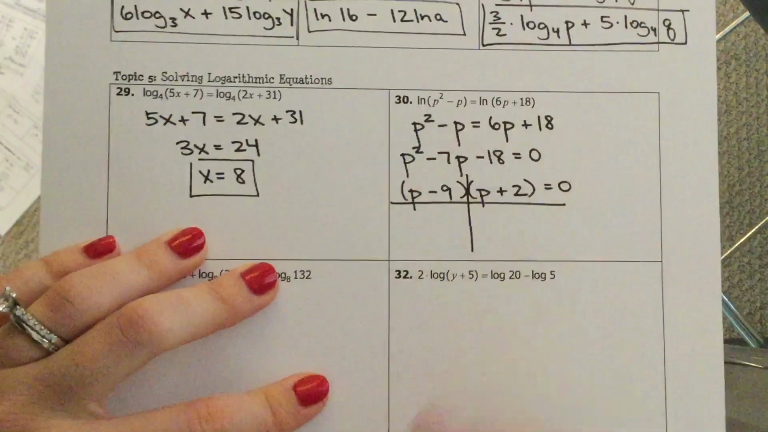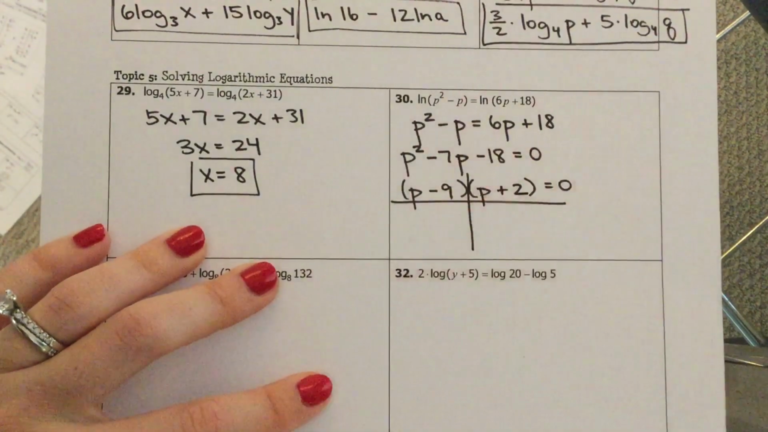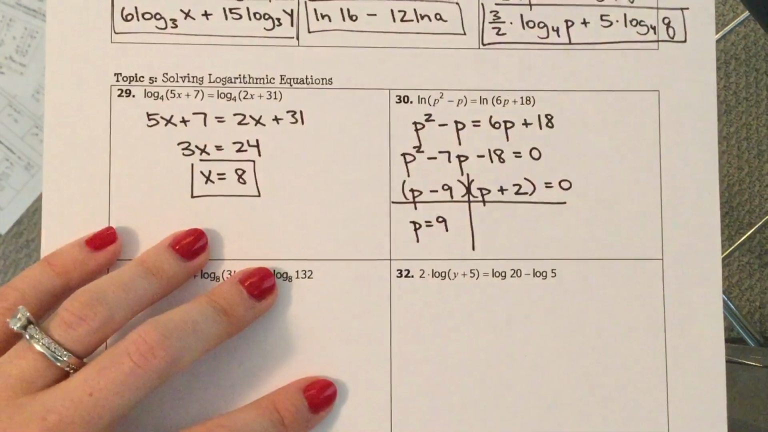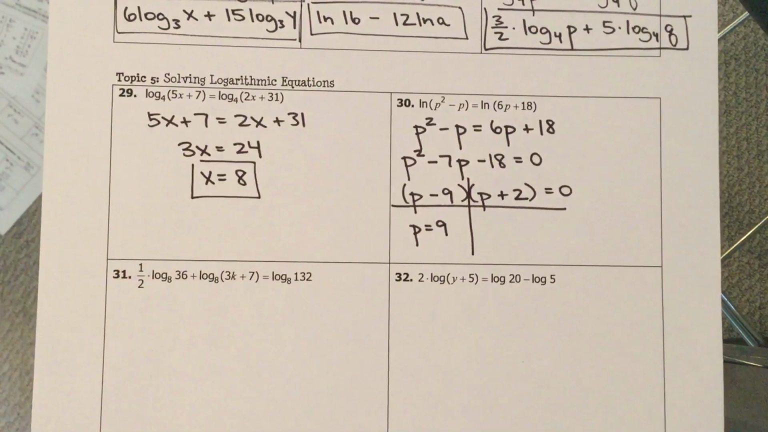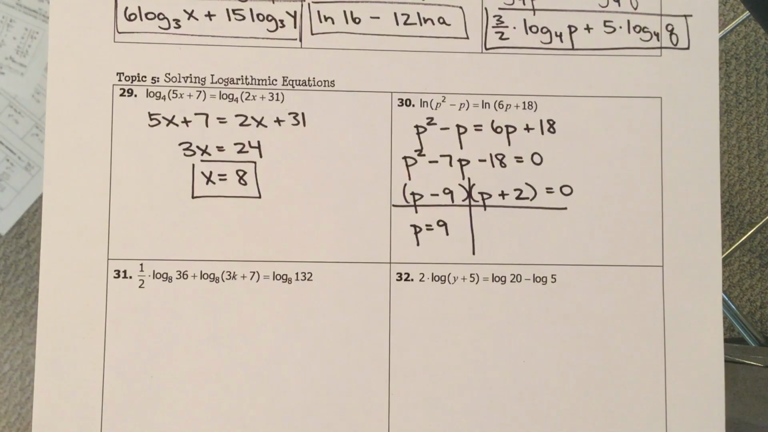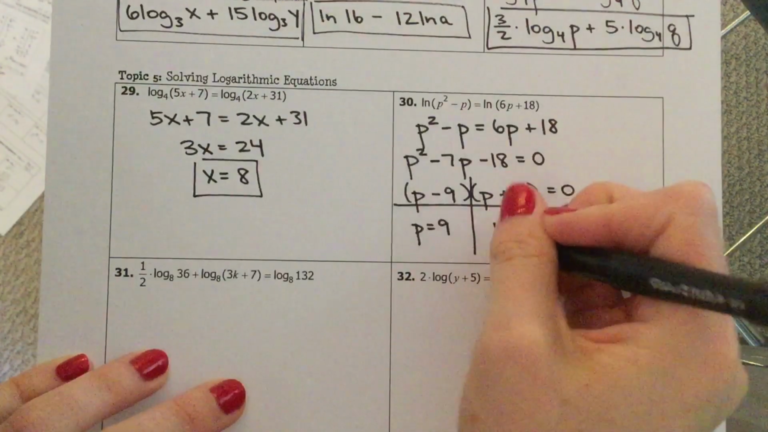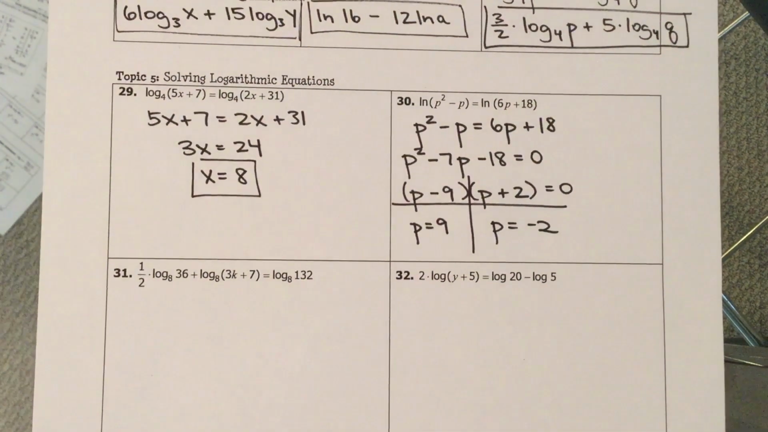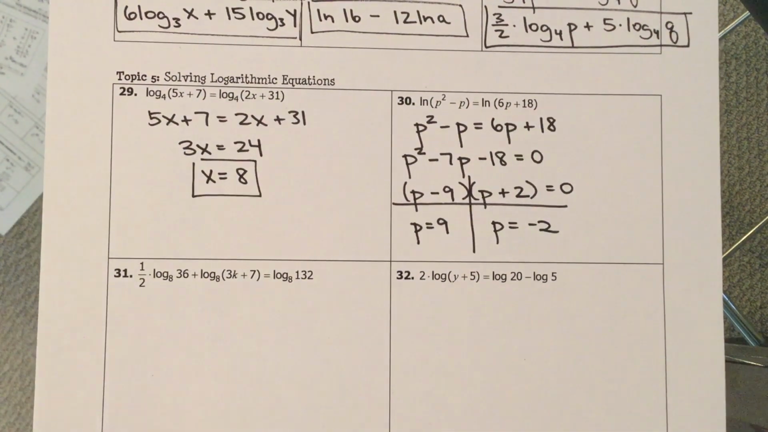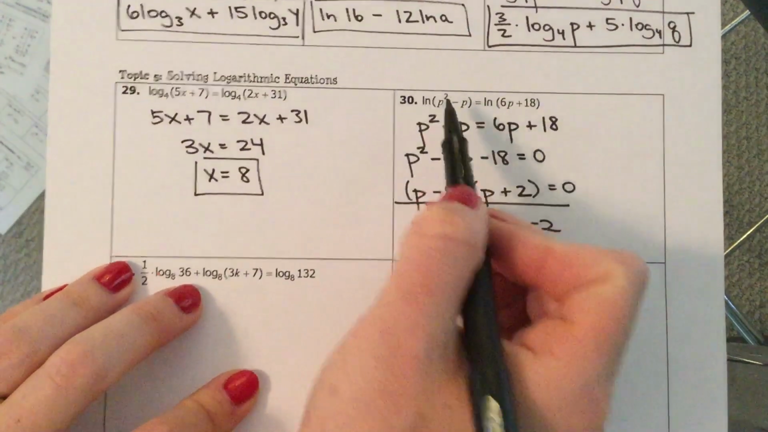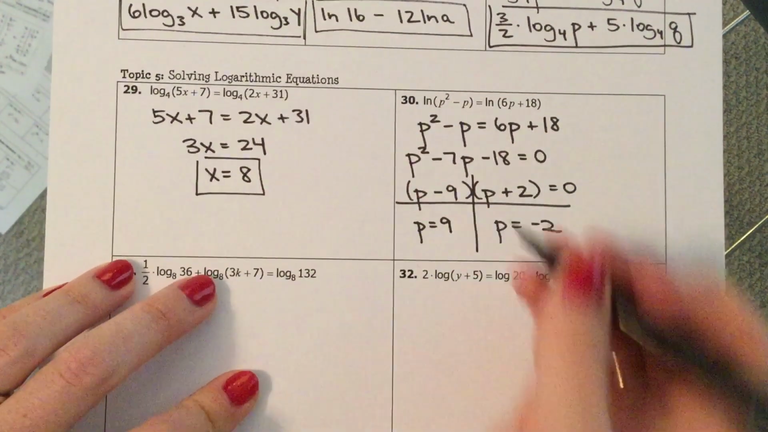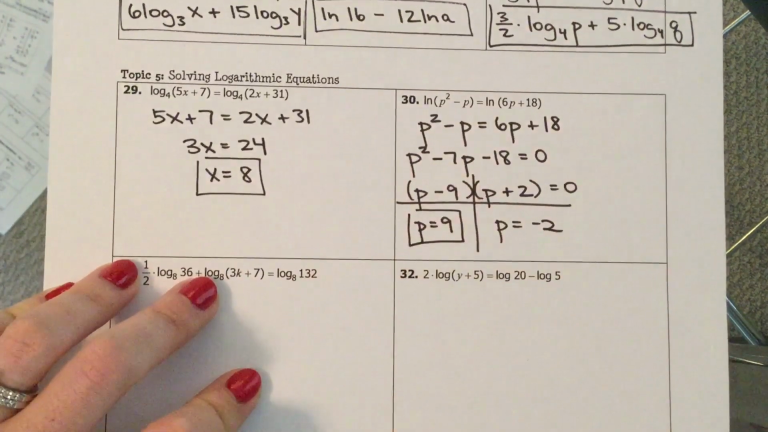Take each one of these factors and set them equal to 0. So when I set p minus 9 equal to 0, I add 9 to both sides, and I get p equals 9. And when I take p plus 2 and set that equal to 0, I subtract 2 from both sides, and I end up with p equals negative 2. So I'm going to check them both for being extraneous, make sure the inside expressions are both positive. So 9 squared minus 9 is positive. 6 times 9 plus 18, also positive.